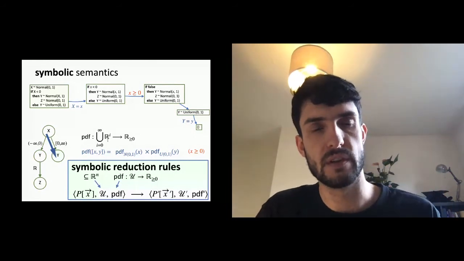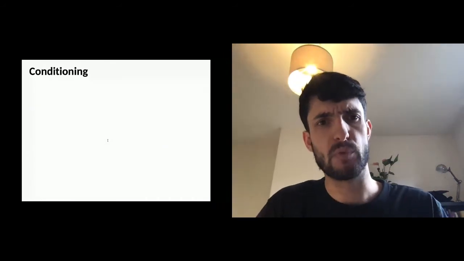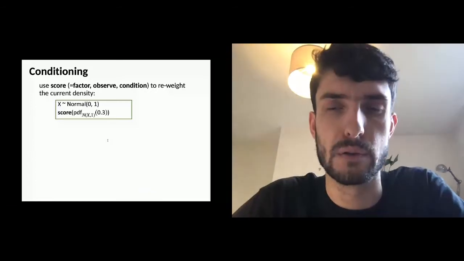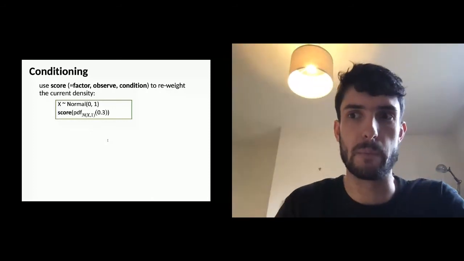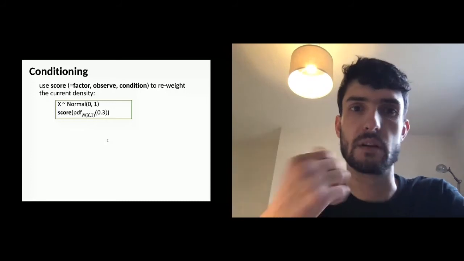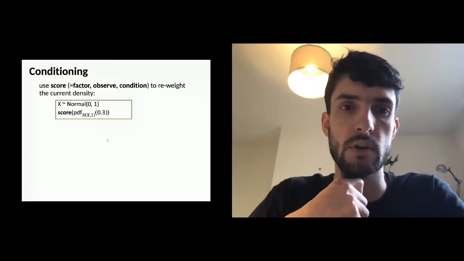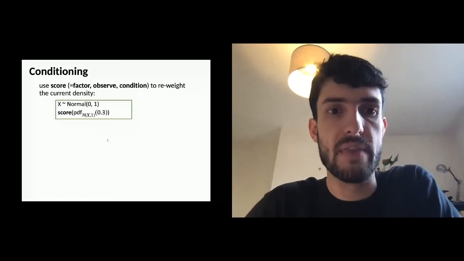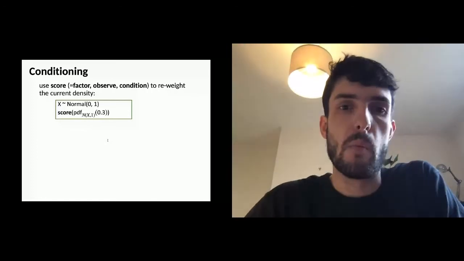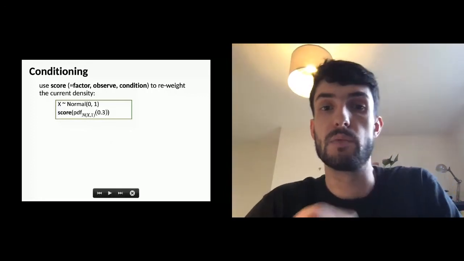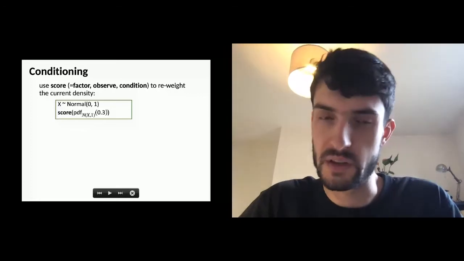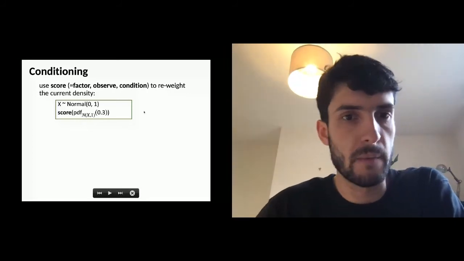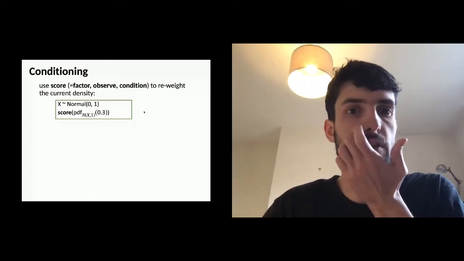Now let me move on to this issue with conditioning, which I mentioned before. So we use score to talk about conditioning. Score is also called factor or observe or condition sometimes, and the idea is score just multiplies the current density by a particular value. So here's an example of how you might use score. I'm sure most people know this, but you sample a value for x, and then you reweight the density based on some observations. So what this is saying really is that you're observing, say, 0.3, which might be your data point, from a normal distribution with mean x. This is the idea. And then we'll try and normalize that. But anyway, score is a primitive that you add to your language to talk about conditioning.